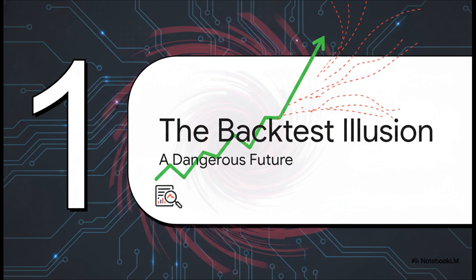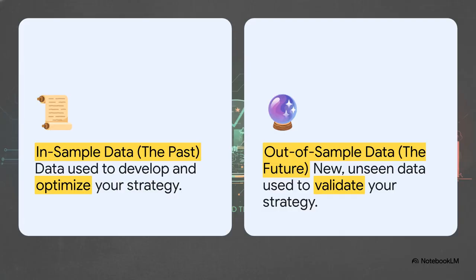You know the story. A trader builds a strategy, runs it on historical data, and boom, this beautiful, perfect equity curve pops up. You get excited, you think you've cracked the code, but this perfect past can hide a really dangerous future. To understand why, you've got to get the difference between two kinds of data. On one hand, you have in-sample data. That's all the history you use to build and tweak your strategy. But the real test, the only thing that matters, is out-of-sample data. This is fresh, new data that your strategy has never, ever seen before. It's the only way to find out if your edge is for real.